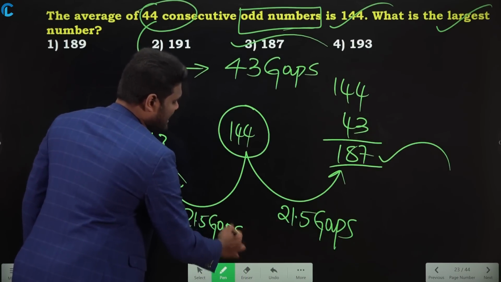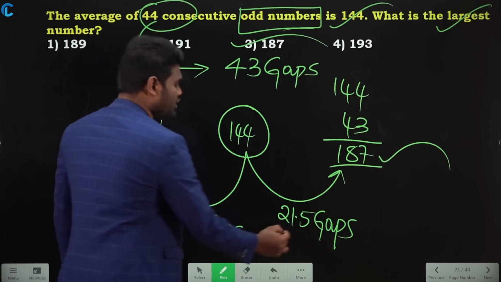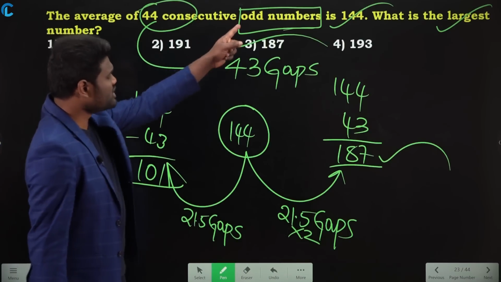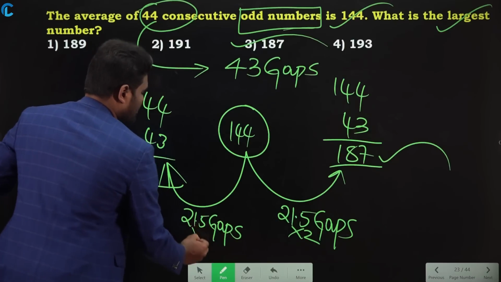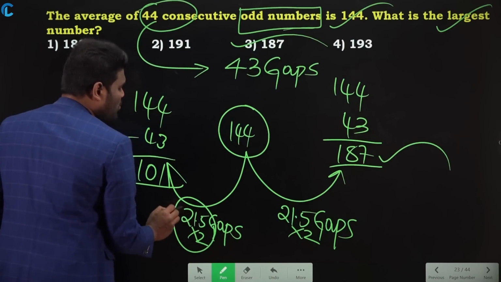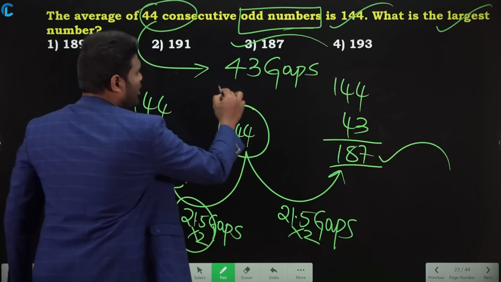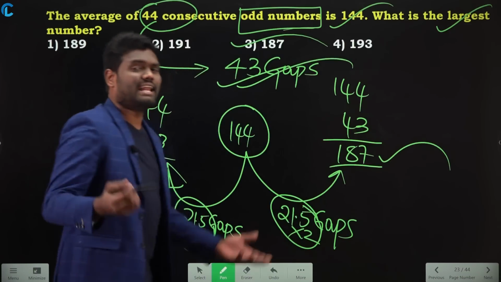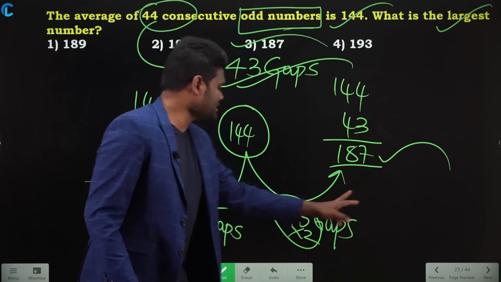Now as these are even numbers or odd numbers, I told you to multiply with 2. Why? Because they will have a difference of 2. Now the question is about odd numbers, so multiply with 2. Here also you need to multiply with 2. Now look here, 21.5 into 2 is 43. Similarly, 21.5 into 2 is 43. Then again, why calculate all this and waste your time?